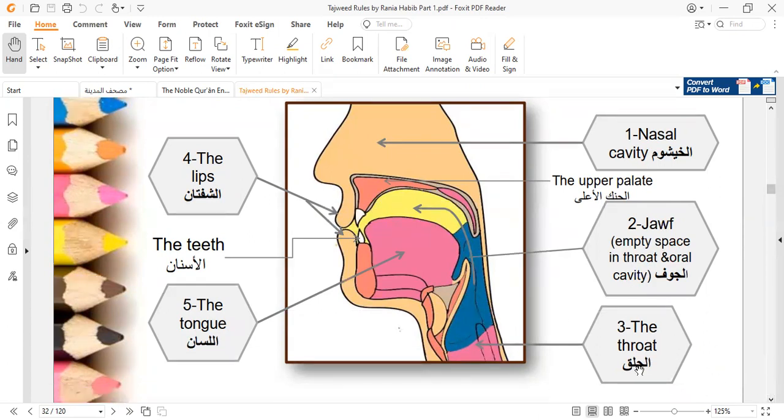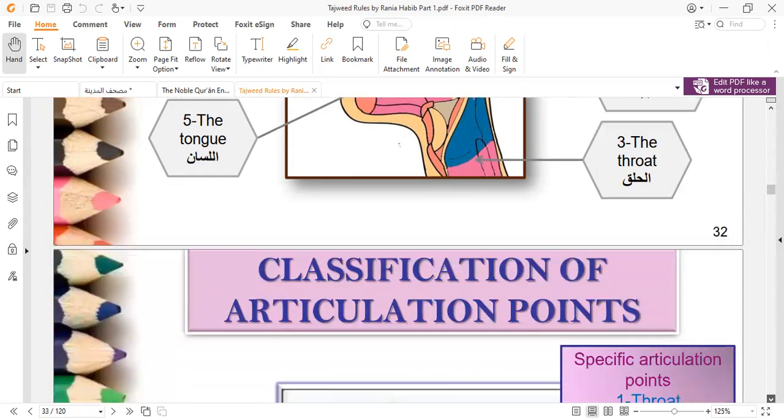Number 3, the throat, al-halq, here. Number 4, the lips, the 2 lips. Number 5, the tongue, al-lisan. Al-shafatan, the lips, and al-lisan, the tongue. And here we have the teeth. It's not an articulation area. They are just a helper to pronounce some letters.